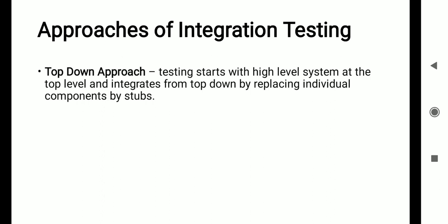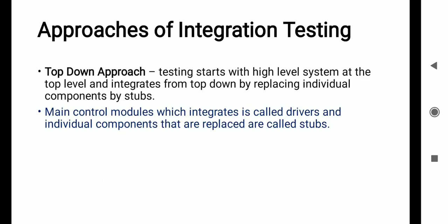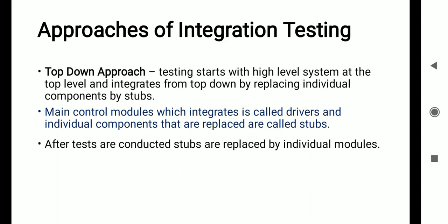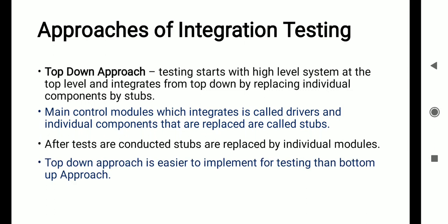The first approach we have is the top down approach. In the top-down approach, testing starts with the high-level system at the top level and integrates from the top by replacing individual components by stubs. Main control modules which integrate are called drivers, and individual components that are replaced are called stubs. After tests are conducted, stubs are replaced by individual modules. The top down approach is easier to implement for testing than the bottom up approach.